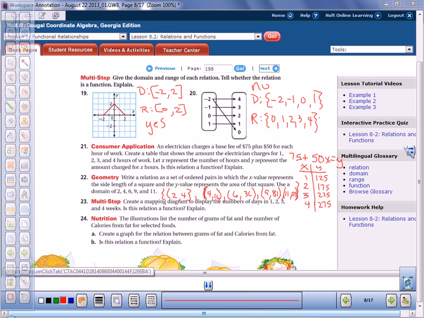Alright, this one. An electrician charges a base fee of $75. So to just drive out to your house, you have to pay $75, even if they don't do anything. And then they charge an additional $50 per hour. So if we let y represent the total cost and x represent the number of hours, you see that this function models that situation. And then we can set up the table. Is this relation a function?